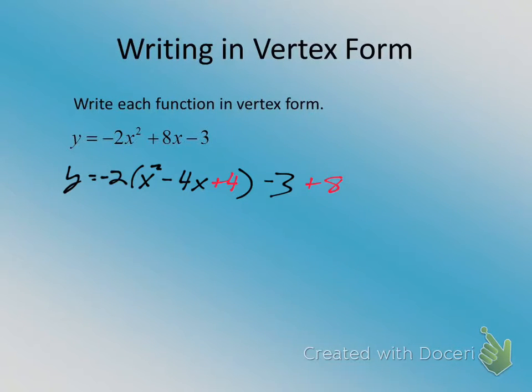So the last 2 steps always stay the same. Factor the trinomial. Combine your like terms outside, +5.